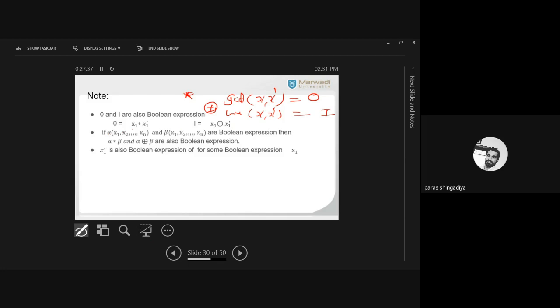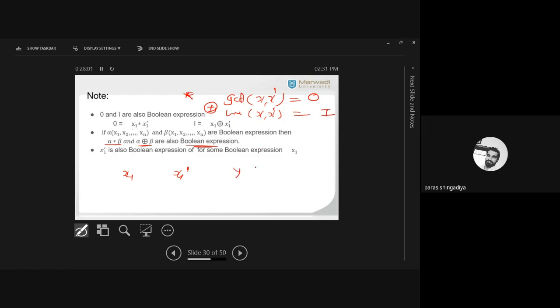And if alpha of x1, x2 up to xn and beta of x1, x2 up to xn are Boolean expressions, then alpha star beta and alpha ring sum beta are also Boolean expressions. Okay. And the third one: if x1 is a Boolean expression, then x1 dash is also a Boolean expression.